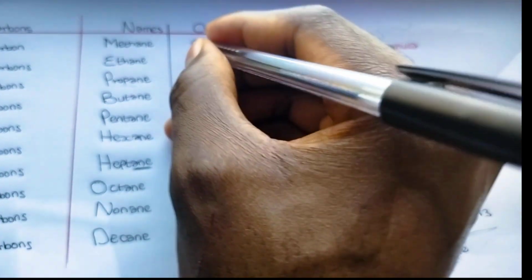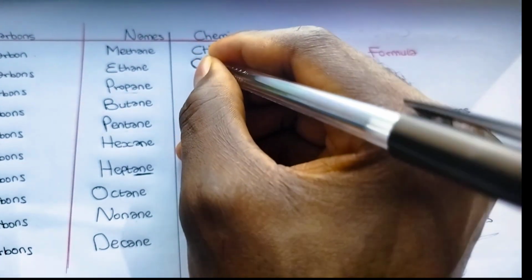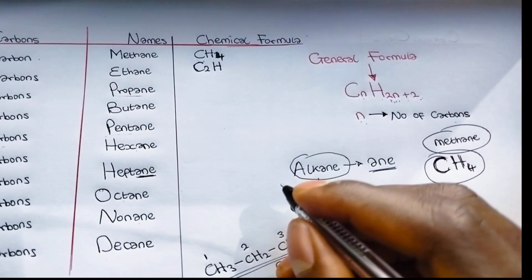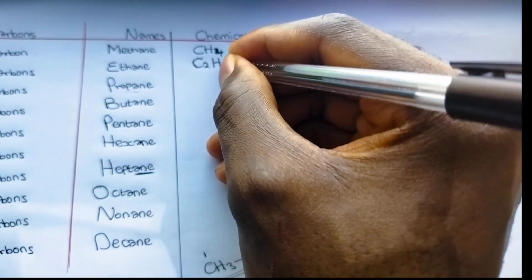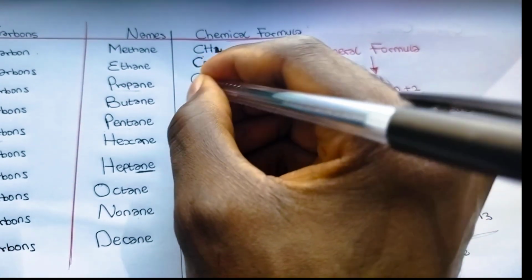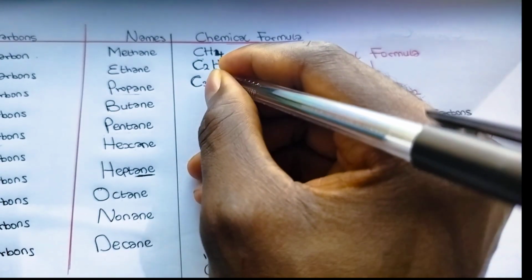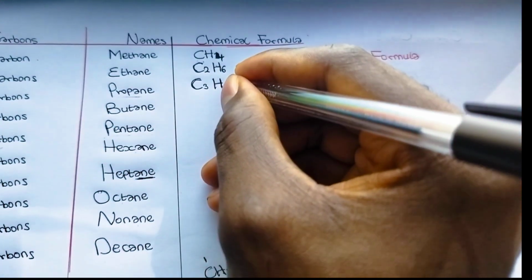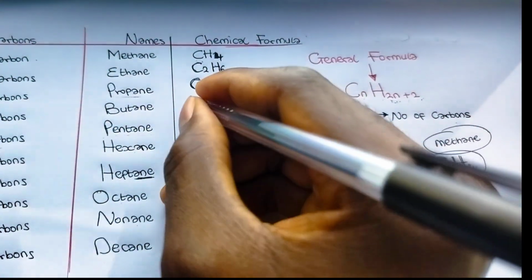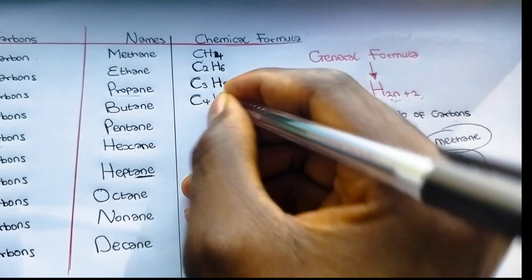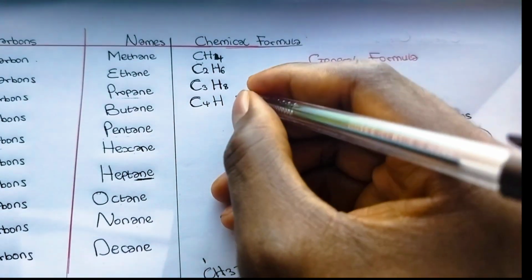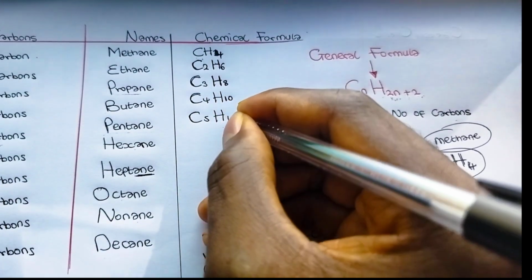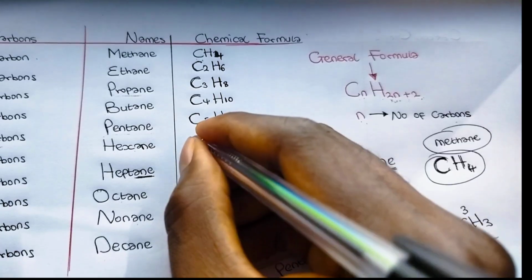Let's write the chemical formula for ethane. Ethane has 2 carbons, and 2 times 2 gives 4, plus 2 gives us 6. For propane, we have C3: 3 times 2 gives us 6, plus 2 gives us 8. For butane, 2 times 4 gives 8, plus 2 gives 10. We go on that way. So this is for pentane.